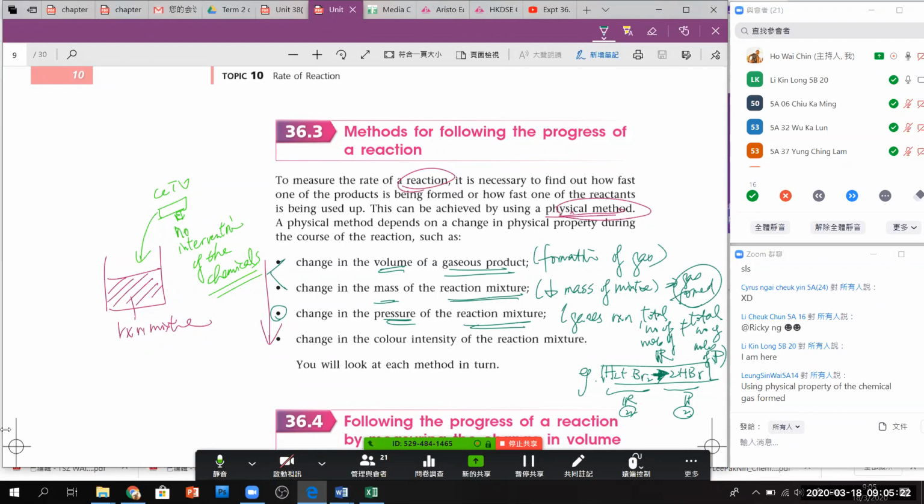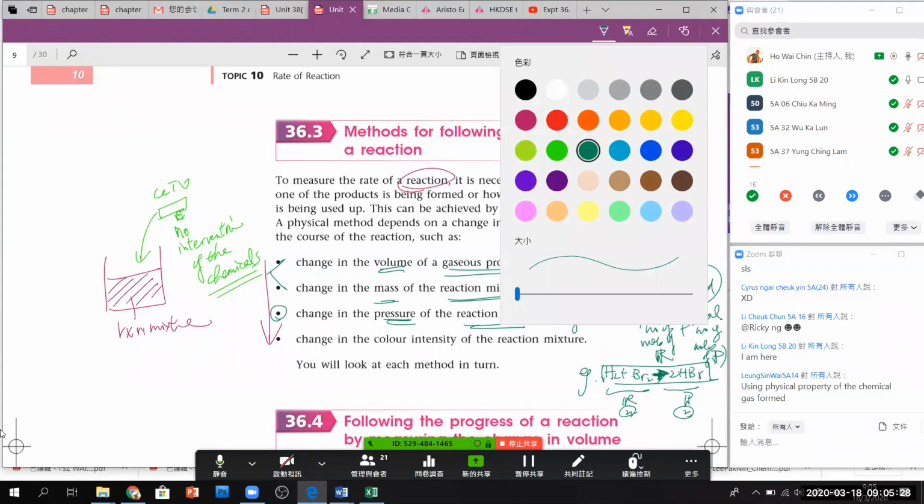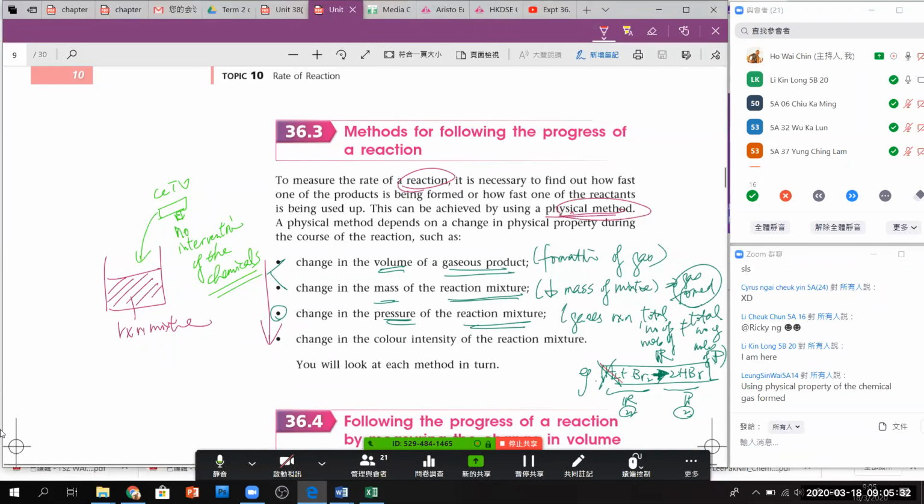Can you get my point? So this one is not a suitable method. Remember, could you please write down, it's not a suitable method. So which one is a more suitable method? Can you suggest? Any gaseous formation reaction in which you may use this one?